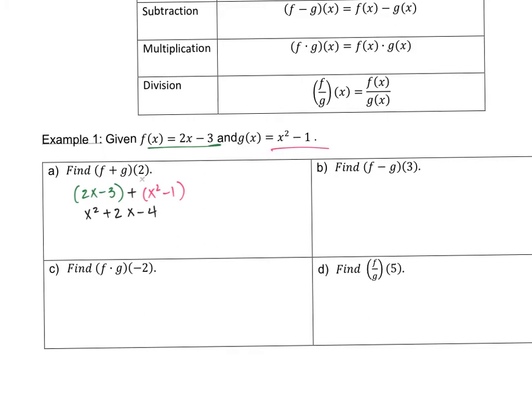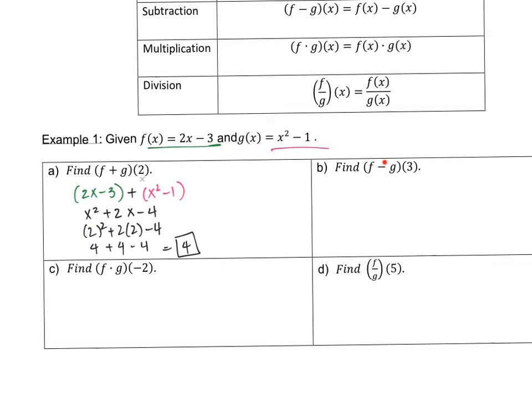And so what we're going to do now is plug in 2 for our x. I've combined all the like terms, so I'm going to plug in 2 for our equation. So this is going to be 2 squared plus 2 times 2 minus 4. If I work this out, 2 squared is 4, plus 4, minus 4. And so if I add up all my numbers here, I just get 4. So 4 is my answer.